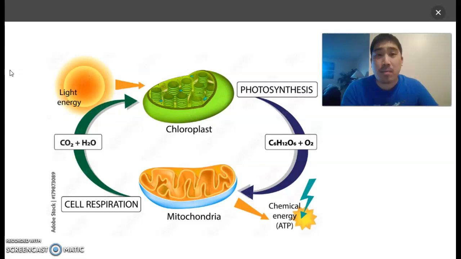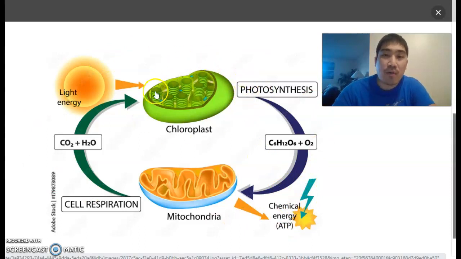Now, the relationship between these two processes is actually pretty interesting. Essentially, the product and byproduct of each process is what is used for the other process. As you can see in the diagram next to me, up on top, we have chloroplast and photosynthesis. On the bottom, we have mitochondria and cellular respiration.